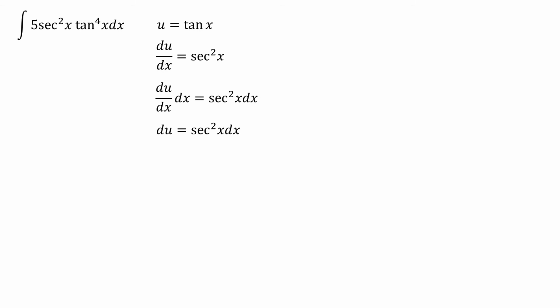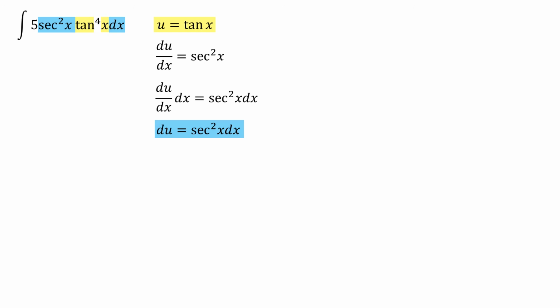Now let's see how well this matched up. Tangent of x is my u. Notice I did not highlight the 4, right? That's going to be u to the 4th power. Secant squared x dx is my du. So notice that 5 is still sitting there, but that's okay because that's just a constant, or I should say a coefficient, right? It's a plain old number. It's not a variable.